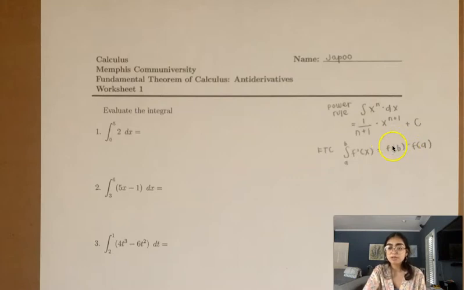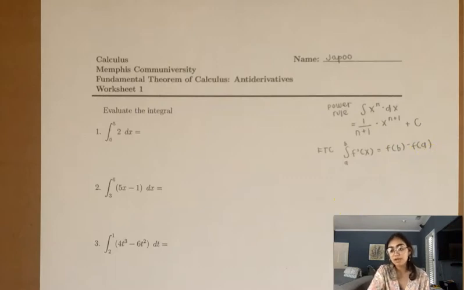You can see that we've replaced the x's with b and a here, and that's because we're plugging in the two numbers on the integral. So when you have two numbers on your integral, you plug in the top number to your antiderivative, then plug in the bottom number to your antiderivative, and subtract the bottom from the top. So it's going to be top minus bottom.